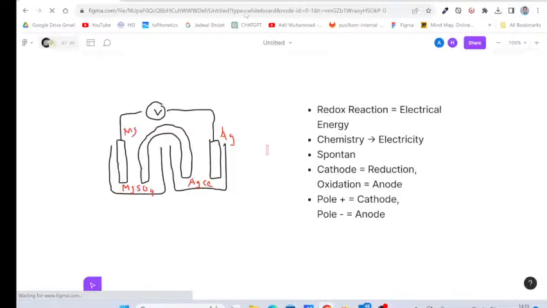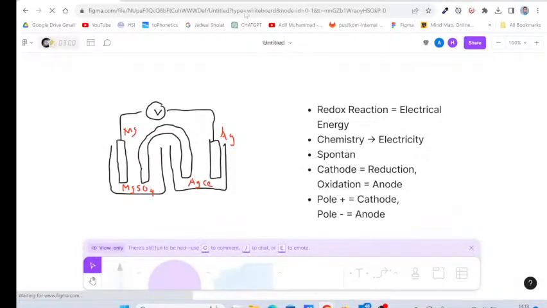Okay, Adil and Haskuchi are already in, so I will start the explanations of what voltaic cell means in real life.